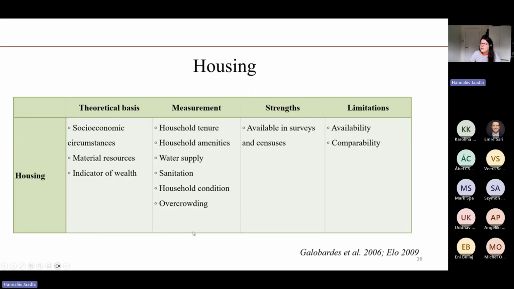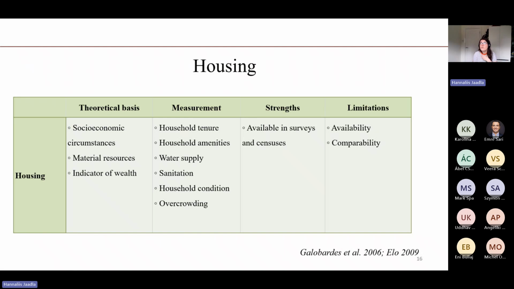And the last measure, of course, and it's not the last measure that you can use to measure socioeconomic status, but one that I also wanted to highlight is the housing. It is an indicator of socioeconomic circumstances and has a direct effect through living conditions, but it also shows you something about material resources and is an indicator of wealth.